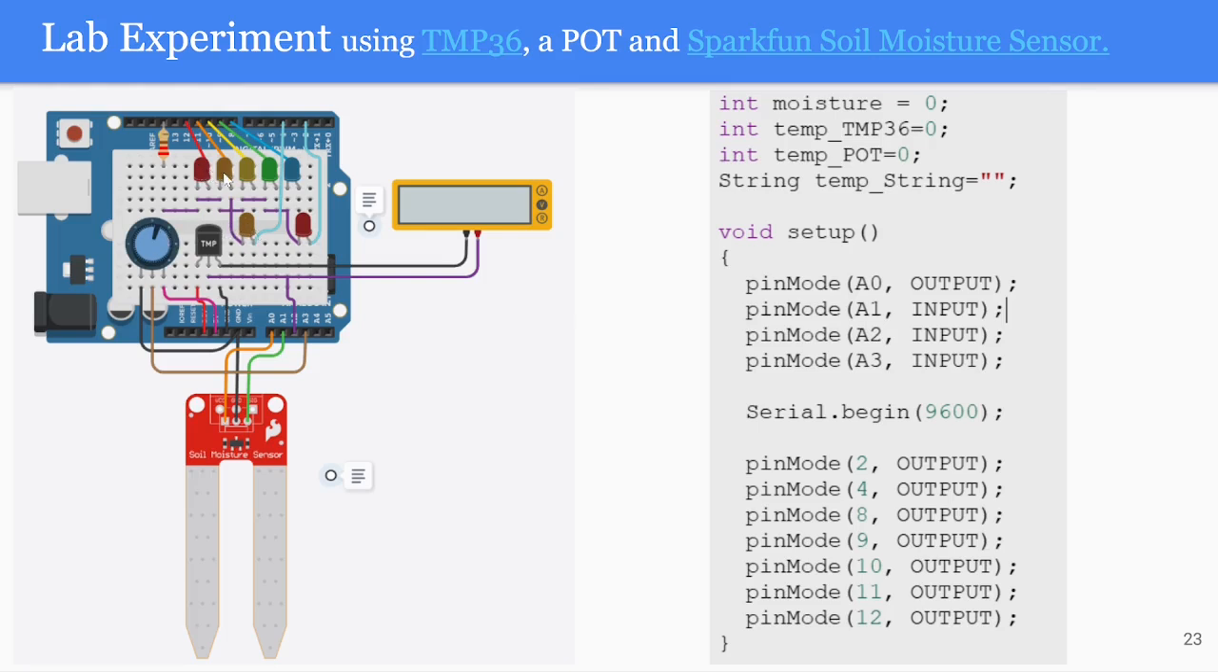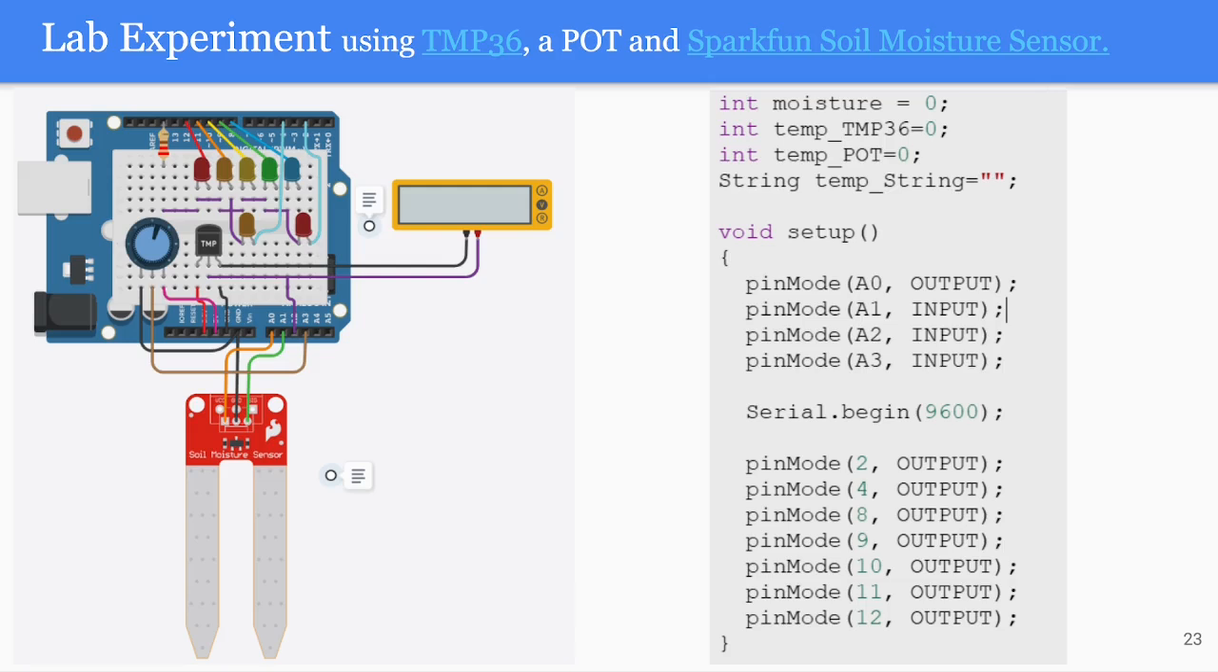And this LED is for the soil moisture sensor. This LED is for the pot, and this LED is for the TMP36. And this voltmeter I have connected here just to show you that I am reading the voltages as I change the temperature over here. So I'm just going to demo this, how it works, before going further into the detail of the code.